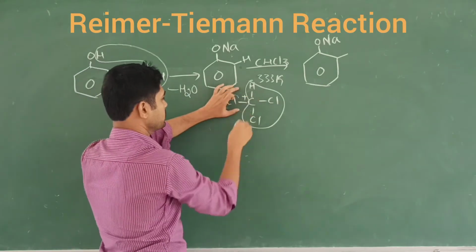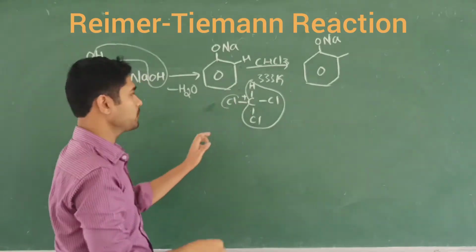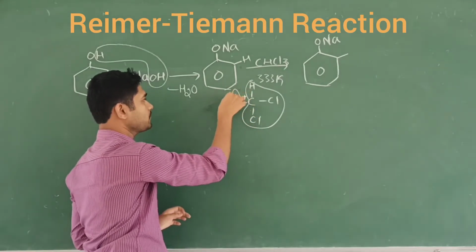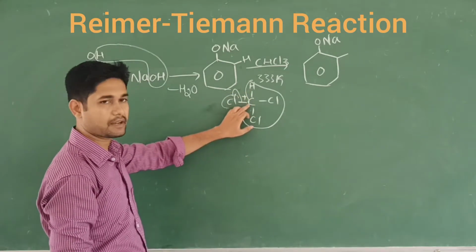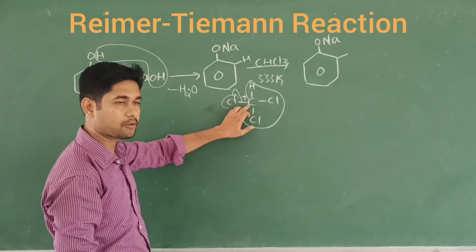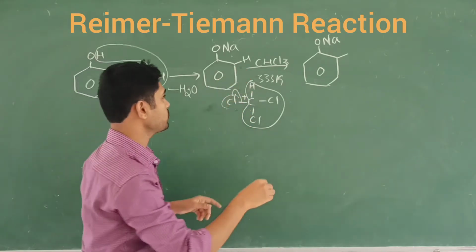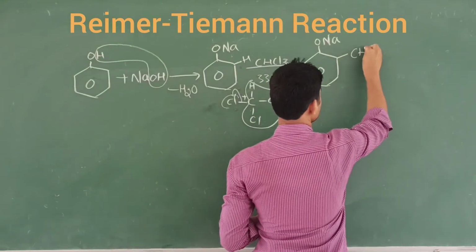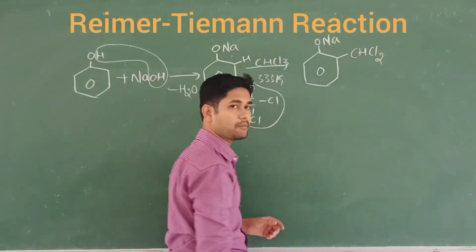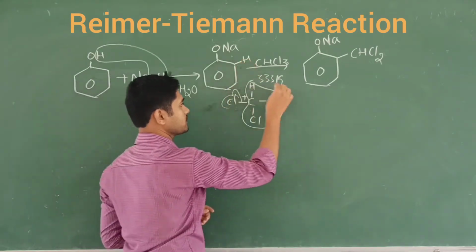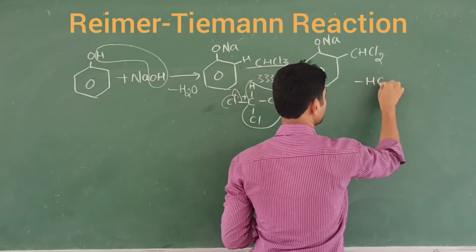After losing the Cl, because the Cl is more electronegative than this carbon, it is eliminated as Cl minus. So a carbocation will be formed here. This carbocation with the carbanion makes a new bond, that is called CHCl2. This is called an intermediate compound. What are we going to remove here? Cl minus and this H. That is, we have removed the HCl compound.